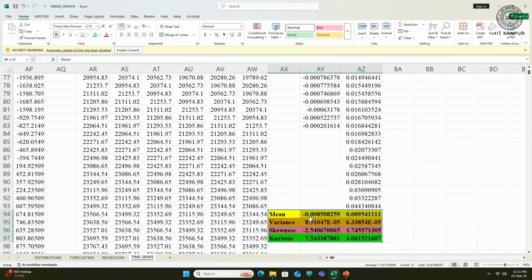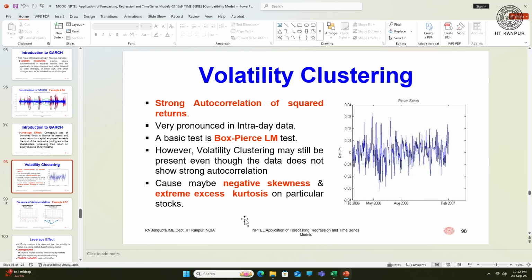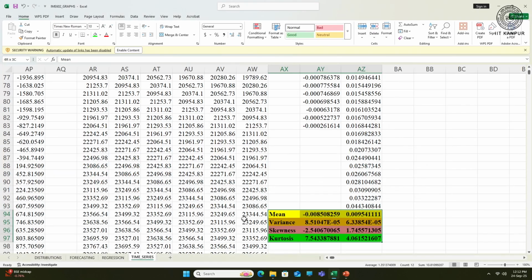We have measured the mean value, measured the variance, measured the skewness, measured the kurtosis, and discussed autocorrelation using the Excel sheet. Let us go back to the PPT slide. So, causes mainly negative skewness or extreme excess kurtosis on a particular stock, as in the values of kurtosis skewness we have already calculated. So, here is the return series for the data set, and you can plot the data sets also. We have not plotted it, we have plotted the PDF. So, let us plot it.